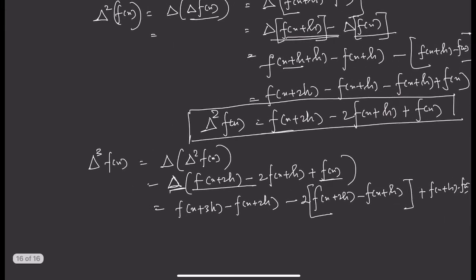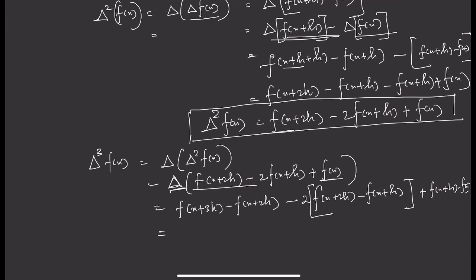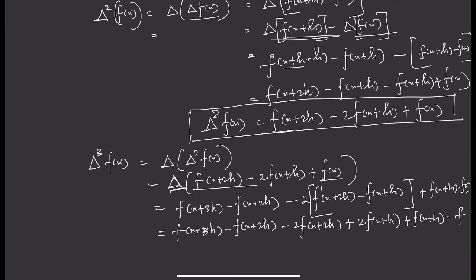Okay, now this is going to be f of x plus 3h minus f of x plus 2h minus, you just open this bracket, so 2 into f of x plus 2h minus minus plus 2 into f of x plus h plus f of x plus h minus f of x.